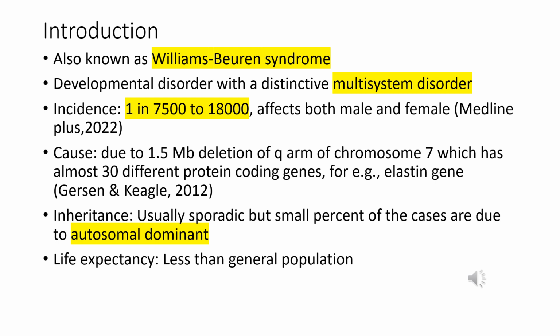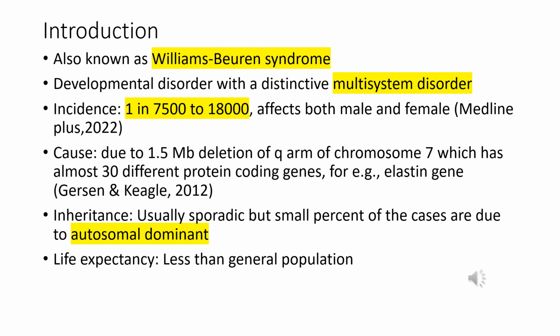Let's start with the introduction of Williams syndrome, also known as Williams-Beuren syndrome, a developmental disorder which is a multi-system disorder affecting many parts of the body.